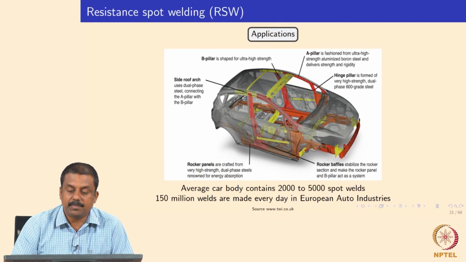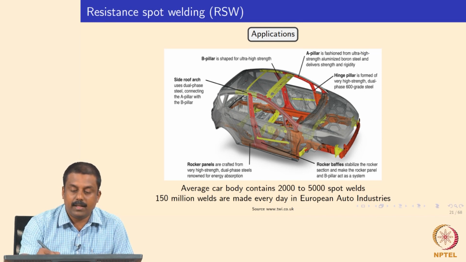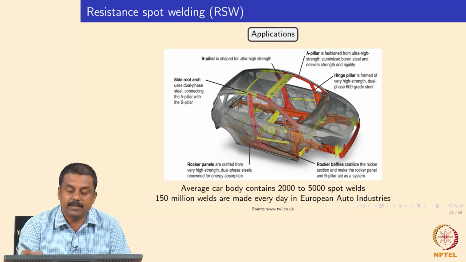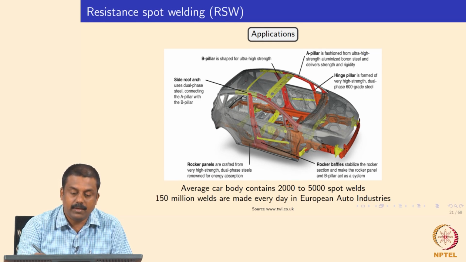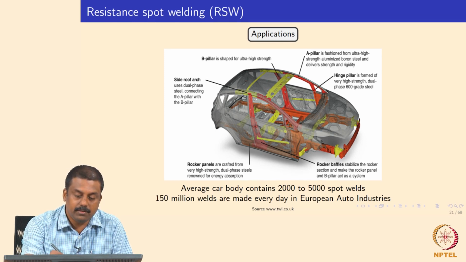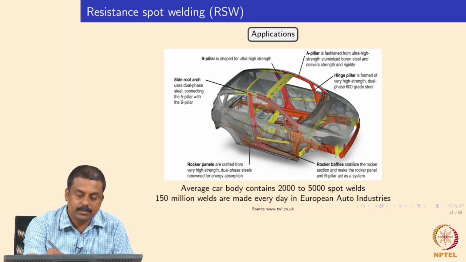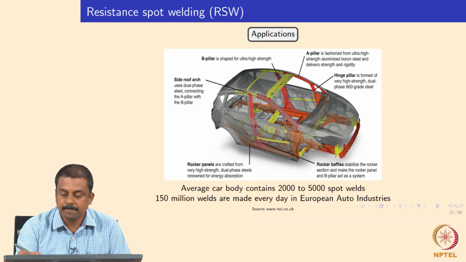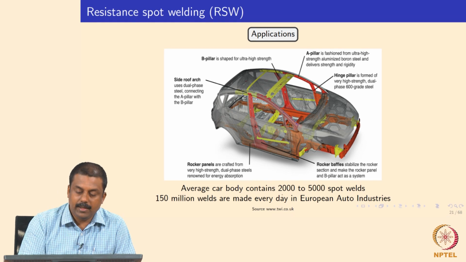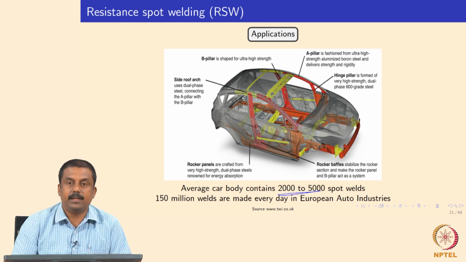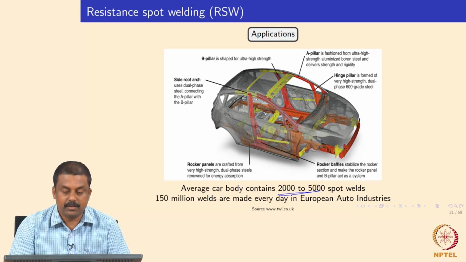So as I explained, resistance spot welding is used extensively in body in white and chassis applications, and if you look at the variety of components in an auto body, they are welded with resistance spot welding. For example, in this case the pillars I showed you, and the side roof arc. All the dots you see over here are resistance spot welds. Similarly on the other side, you will see various numbers and distribution of spot welds in various locations in a body in white and chassis. Imagine, the average car body contains somewhere around 2000 to 5000 spot welds.